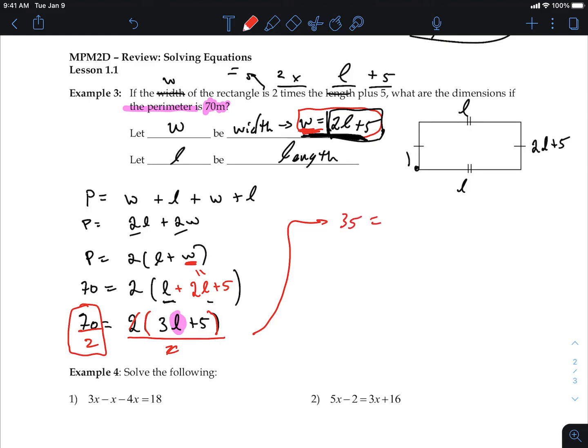So we get 35 is equal to, what's left? 3L plus 5. Well, it's starting to look a little bit easier now. There's no more brackets there. Right? So now I'm free to subtract 5 from both sides. I'll do that in a different color so you can see. So I get 35 minus 5 is equal to 3L, because the 5's wipe themselves out. And then I get 30 is equal to 3L. So then I just divide both sides by 3. They wipe themselves out. L equals 10.